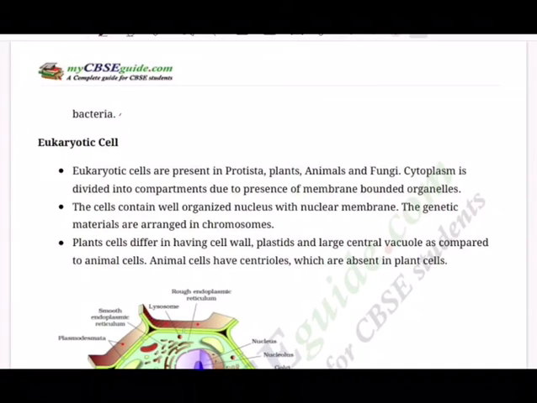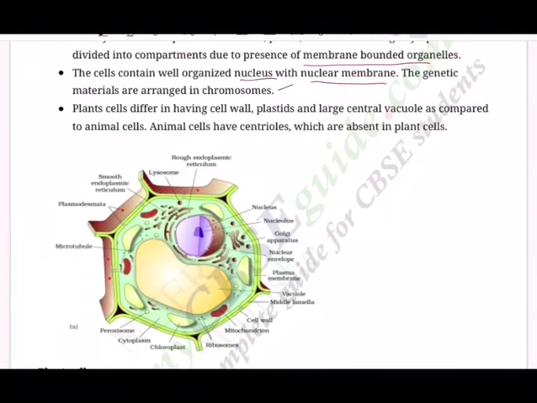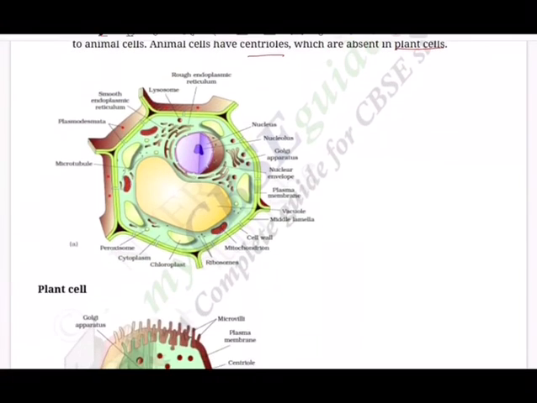Cytoplasm is divided into compartments due to the presence of membrane-bound organelles. This is important, membrane-bound. The cell contains a well-organized nucleus with a nuclear membrane. The genetic material is arranged in the form of chromosomes. Plant cells differ in having a cell wall. So the plant cell has got a cell wall. Plastids will be there. Large central vacuole as compared to animal cells. Animal cells have centrioles which are absent in plant cells.